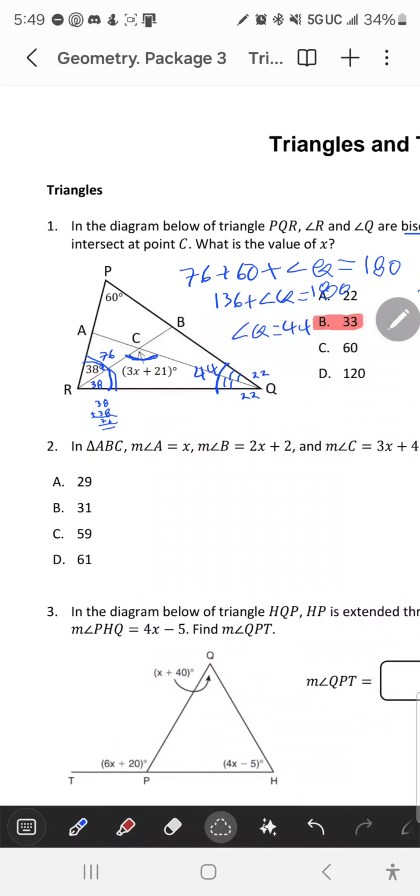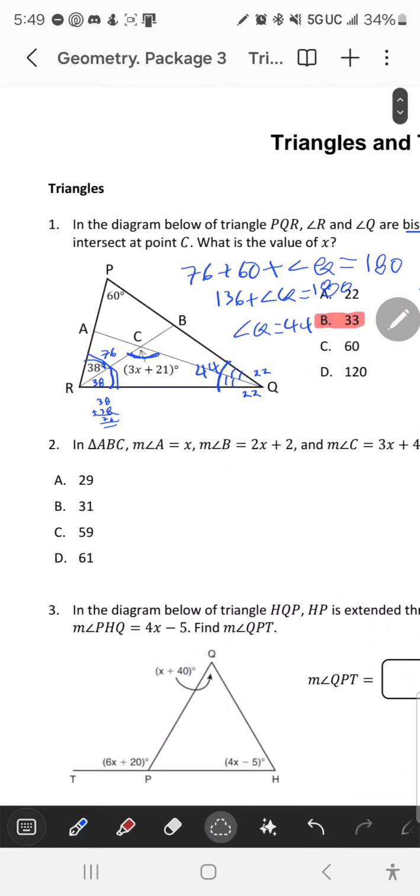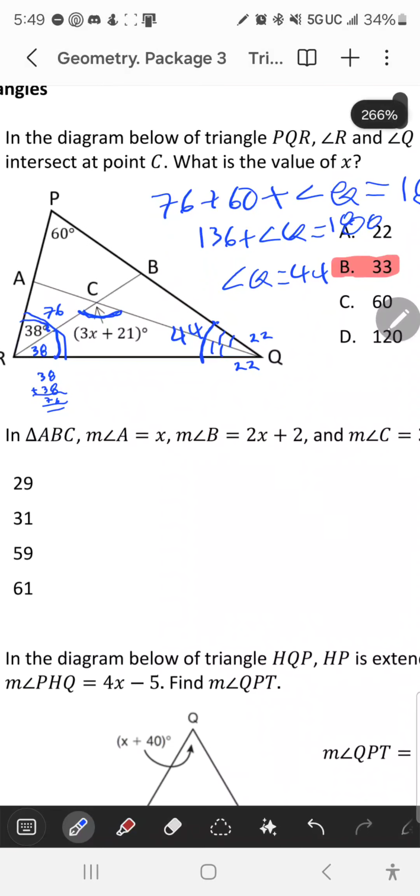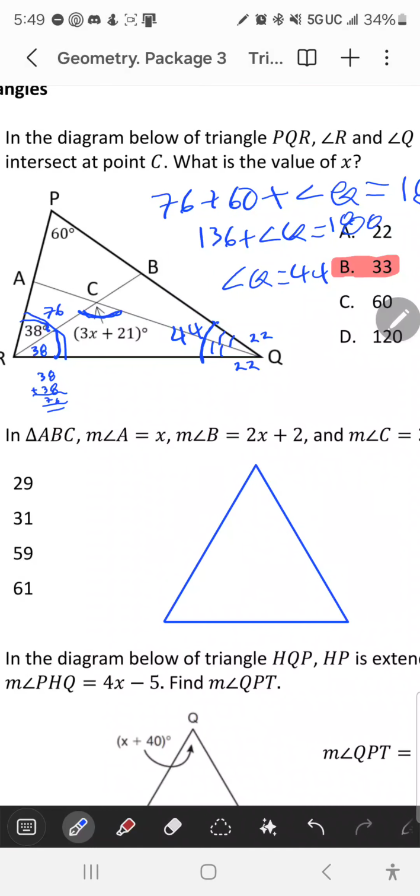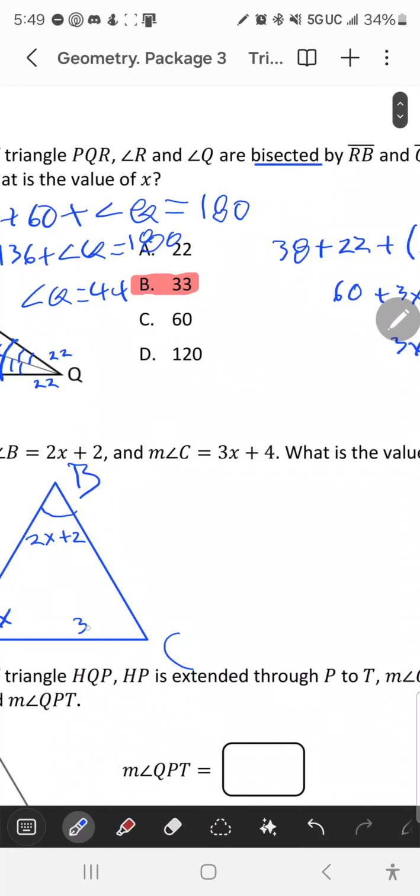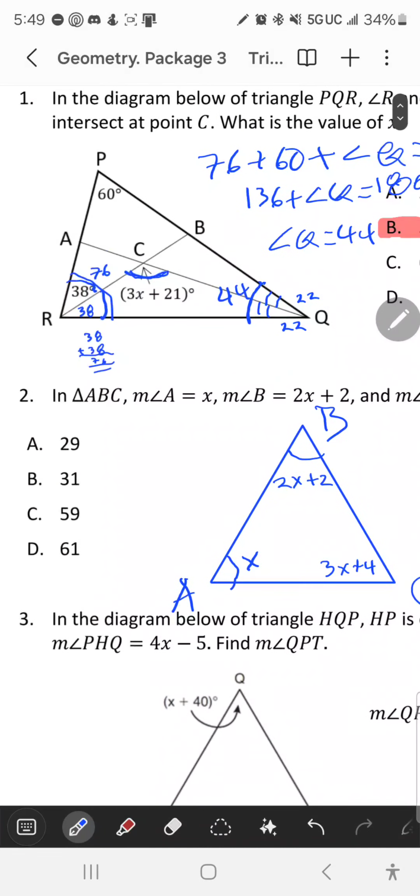Let me just move this. Okay, better. In triangle ABC, we don't see a triangle, so the first thing I'm going to do is draw a random triangle. So triangle A, B, C. The measure of angle A is x, so this is x. Angle B is 2x plus 2, so 2x plus 2. And angle C is 3x plus 4. What is the value of x?